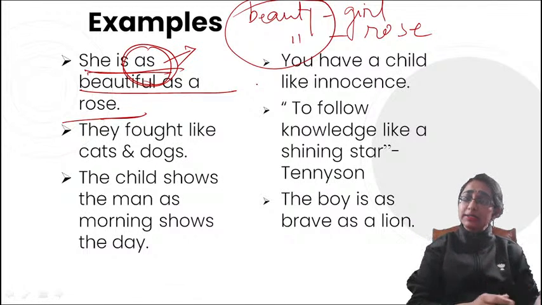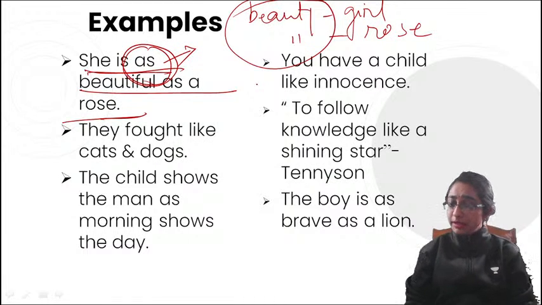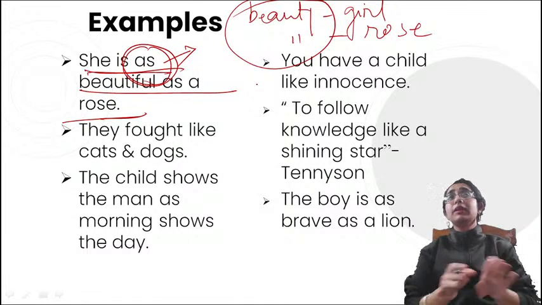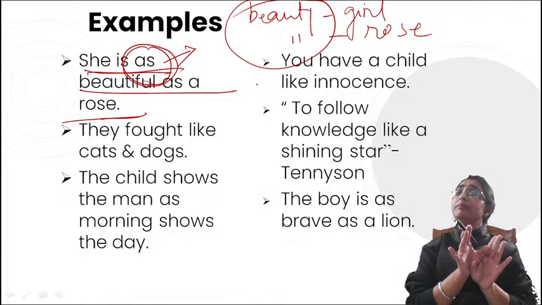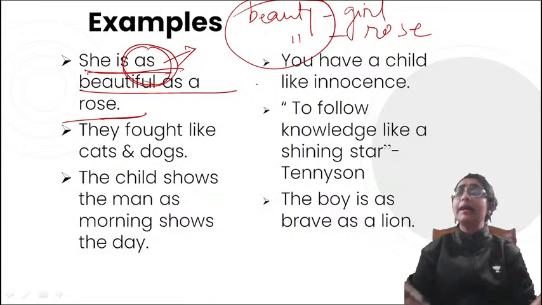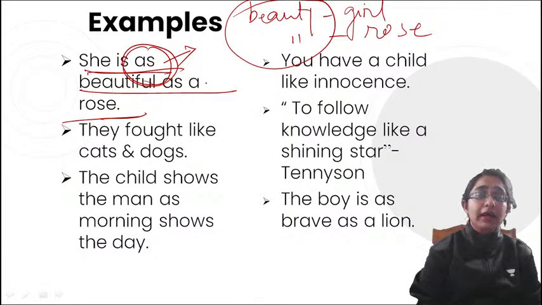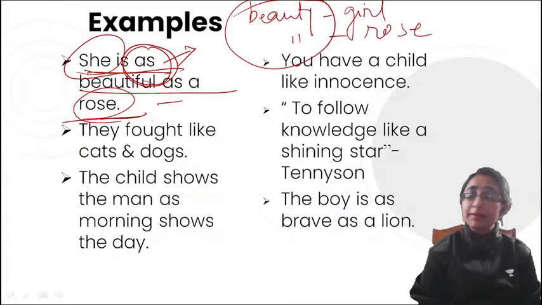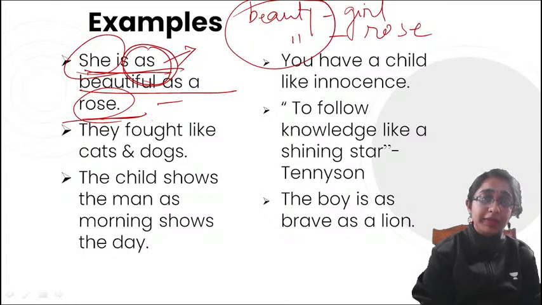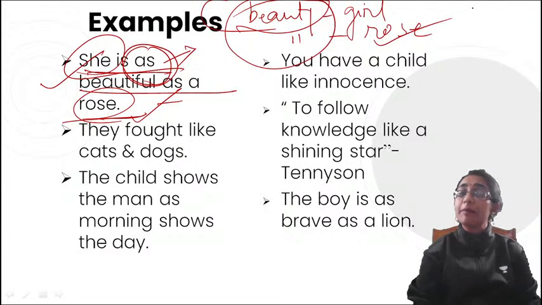So the comparison may not be between two different objects. It may be one person and one object, or it may be two different living beings, or it may be two objects. The comparison can be made between any kind of things. Here, the rose is an object and she is a person. So a comparison between a person and an object is made, and the point of comparison is their beauty.